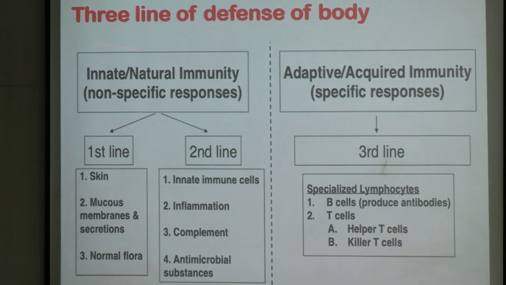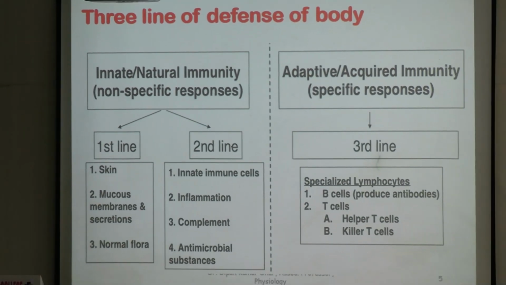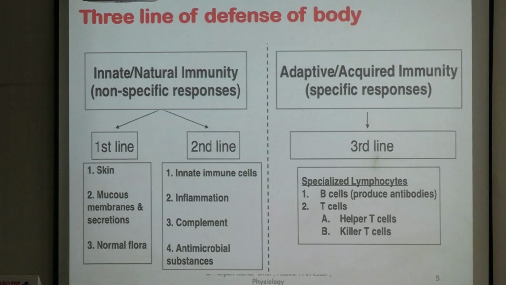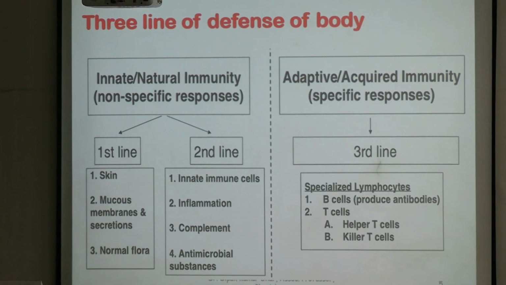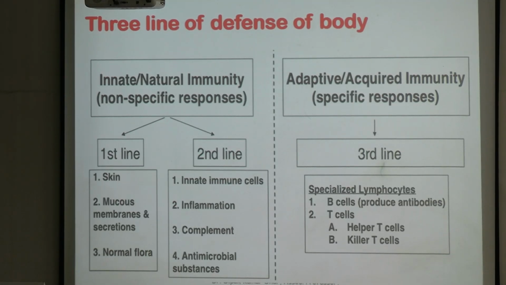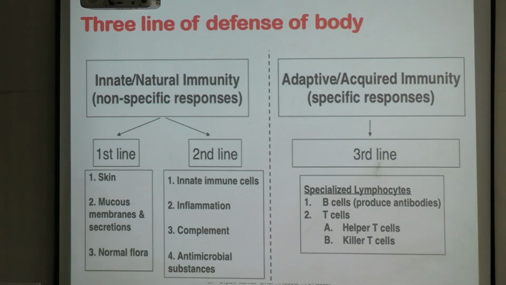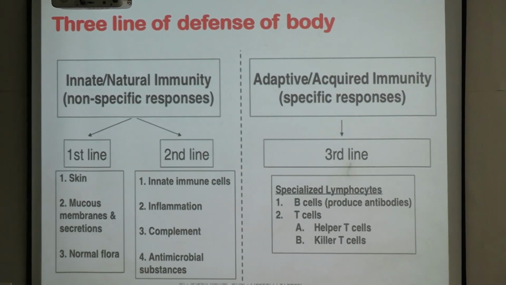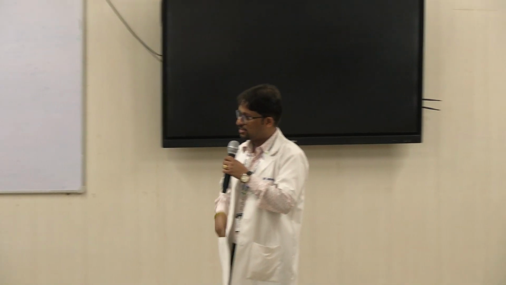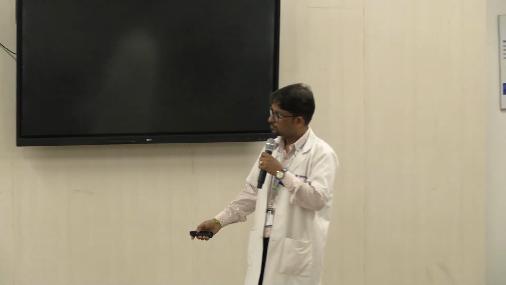We classify them: the first and second ones are non-specific responses, meaning against any organism that enters the body, these defense mechanisms are the same. It is not specific to the type of bacteria or the type of organism, right? The adaptive immune system is a specific one. So the third line defense is a highly specific way of responding, and this is what we call adaptive immunity. So first and second come under natural or innate immunity, and third comes under acquired or adaptive immunity.